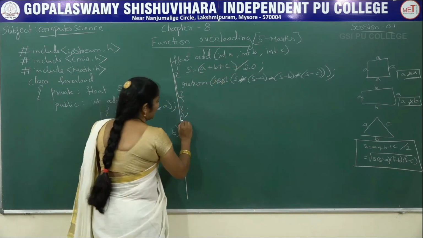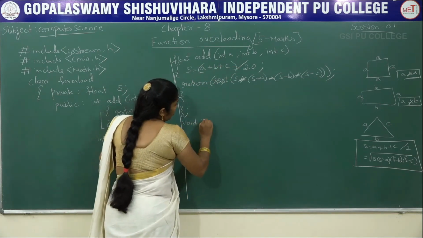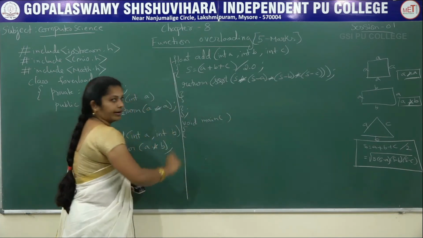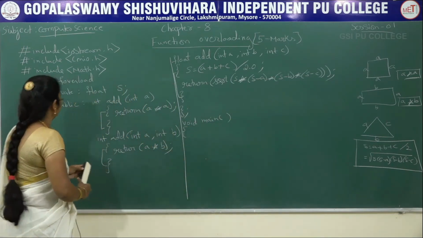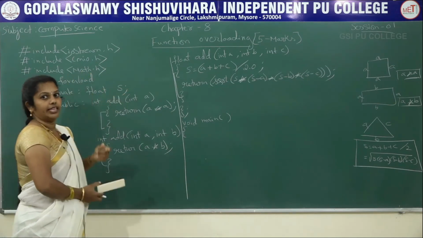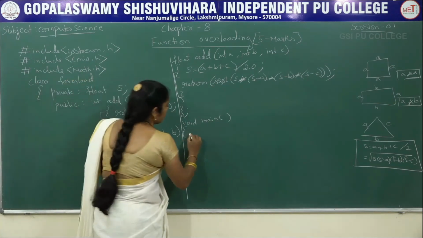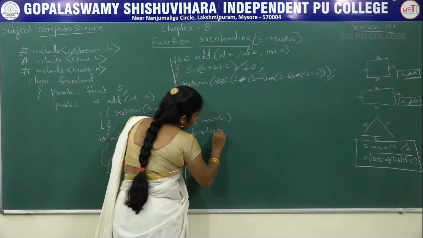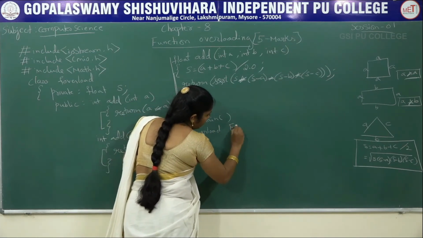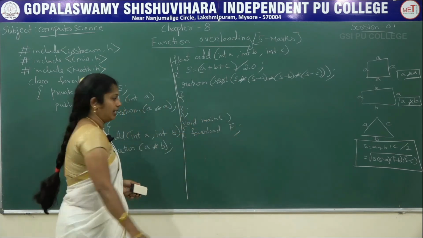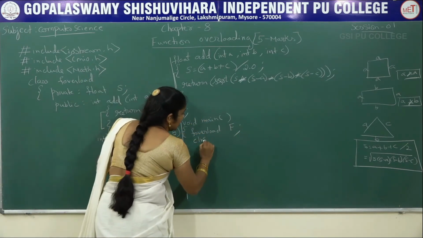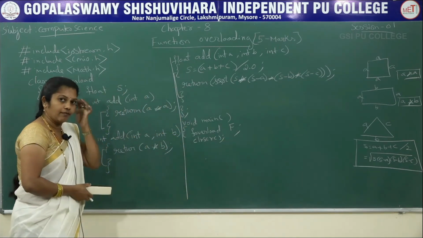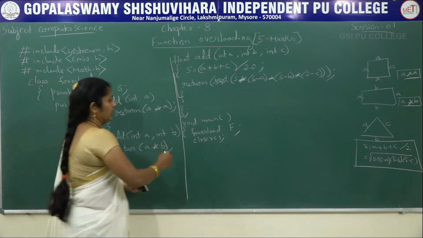Now we want to write main program. Void main. First in this, create the object. How to create the object? Class name, then leave one space, write down the object name. Here class name is F overload. Leave one space, F is the object name. Here I am writing clrscr. Then here call the functions one by one and display the value.